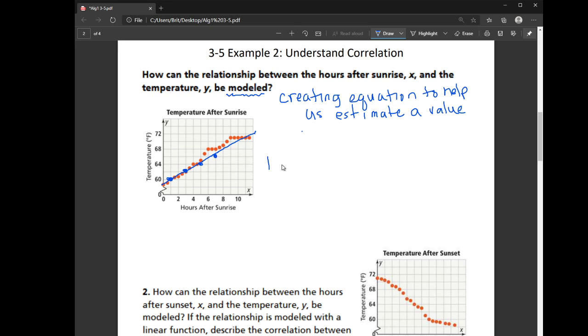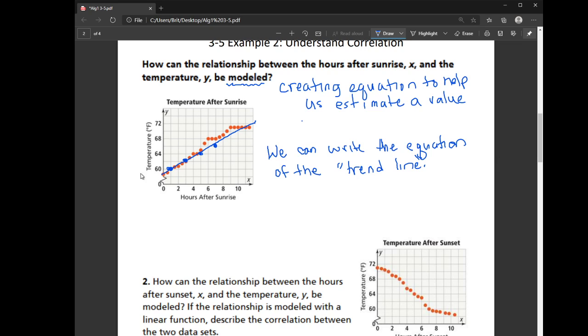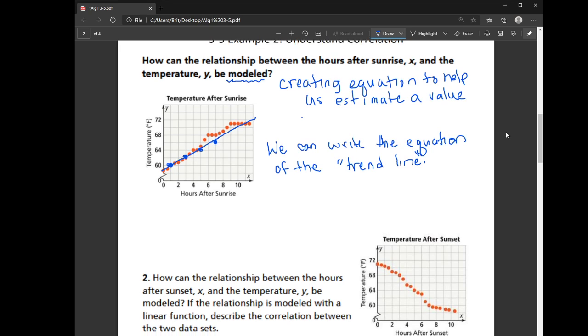So we can write the equation of what's called the trend line. Now, I will be showing you how to do this on Desmos to actually get the equation of the trend line, but that'll be in another video. Okay, now this one, you see how the line's going uphill, so that trend line has a positive slope. So that positive slope is going to show us there's a positive correlation here.